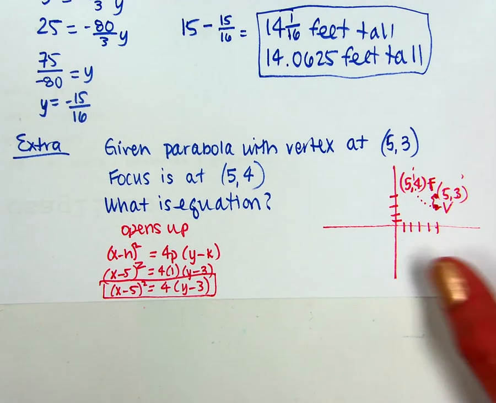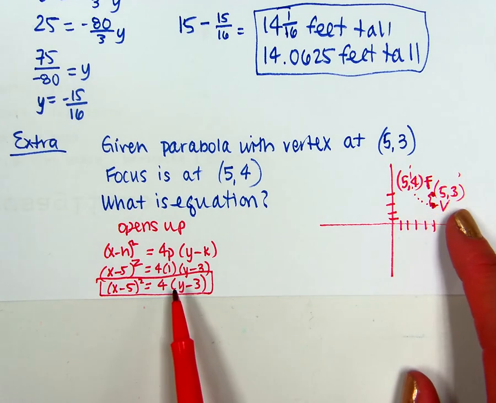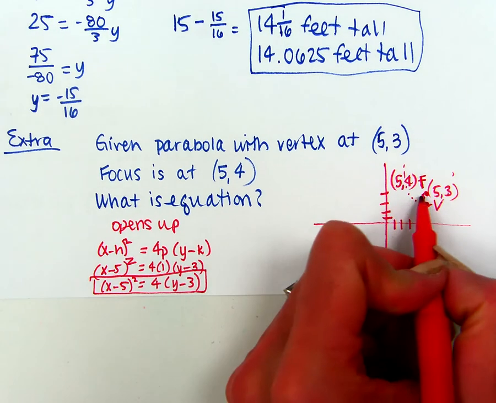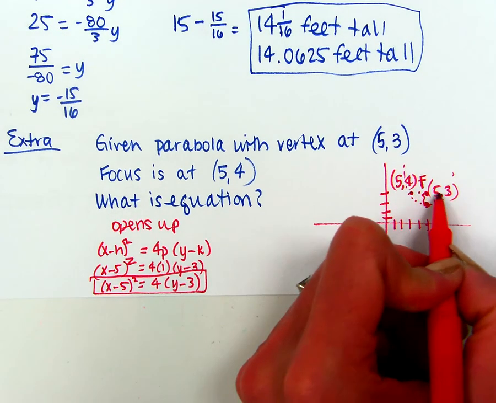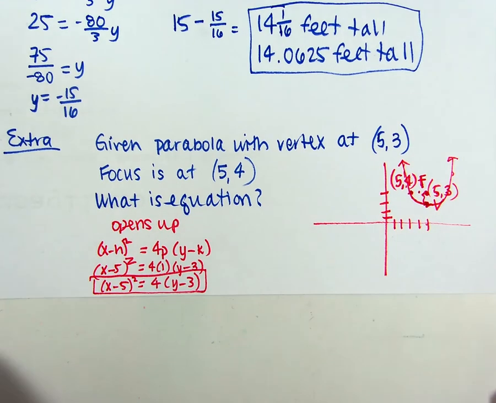All right, if we needed to double check, my vertex is at 5, 3. P is equal to 1. 2p is telling me to go 2 to the left, 2 to the right, so my total focal width is 4. You could even check using your graphing calculator.